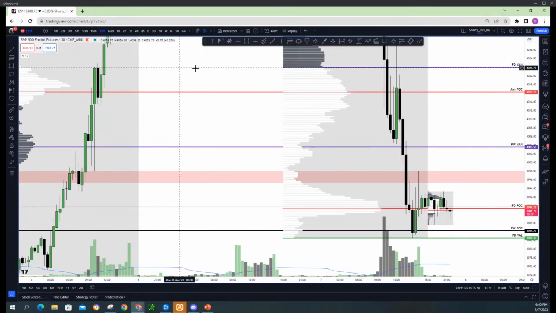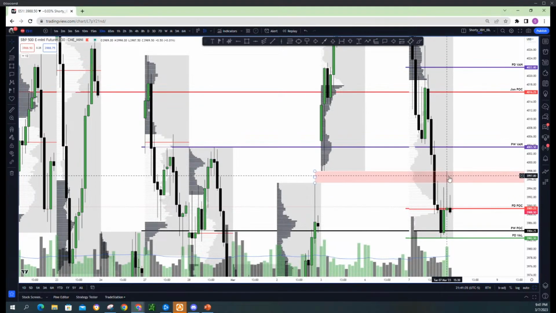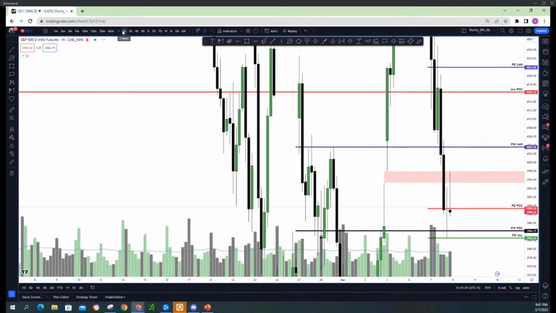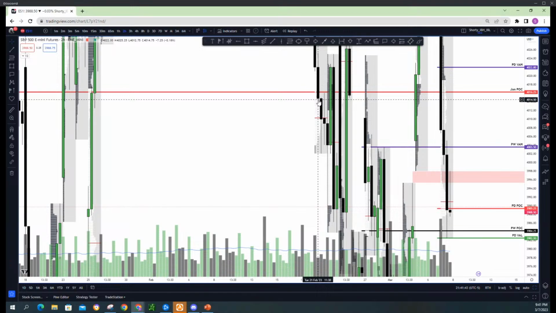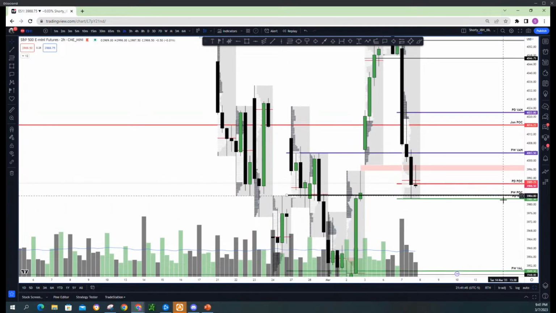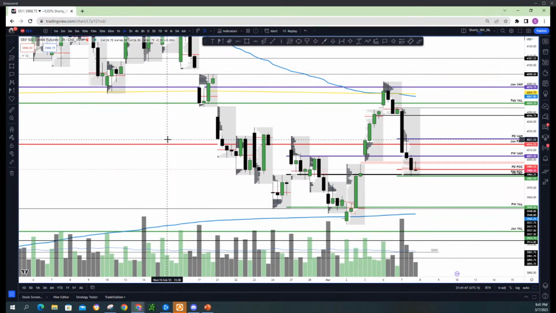So interesting enough, when I looked at the regular hours here, look at the 30-minute candles that we had here. I mean, even probably 2 hours. Look at the 2-hour candle here. Very bearish. Okay. Is there anything else you guys would point out?